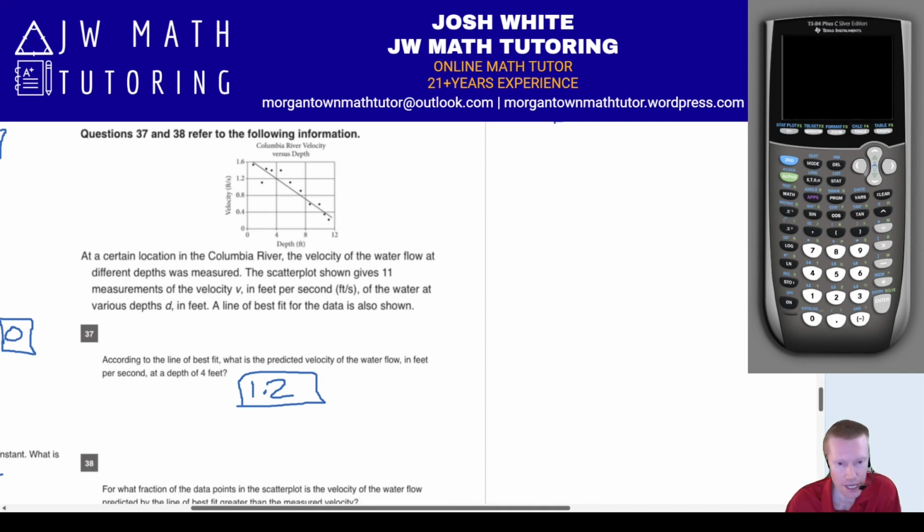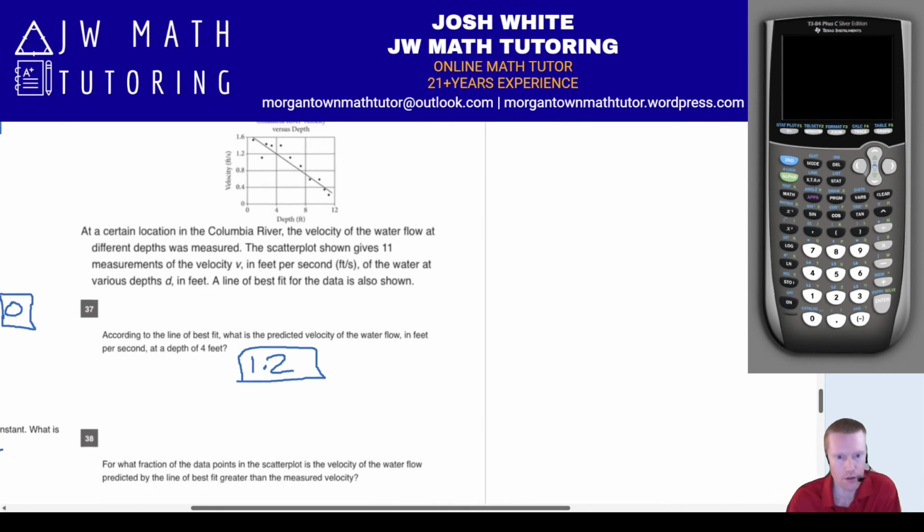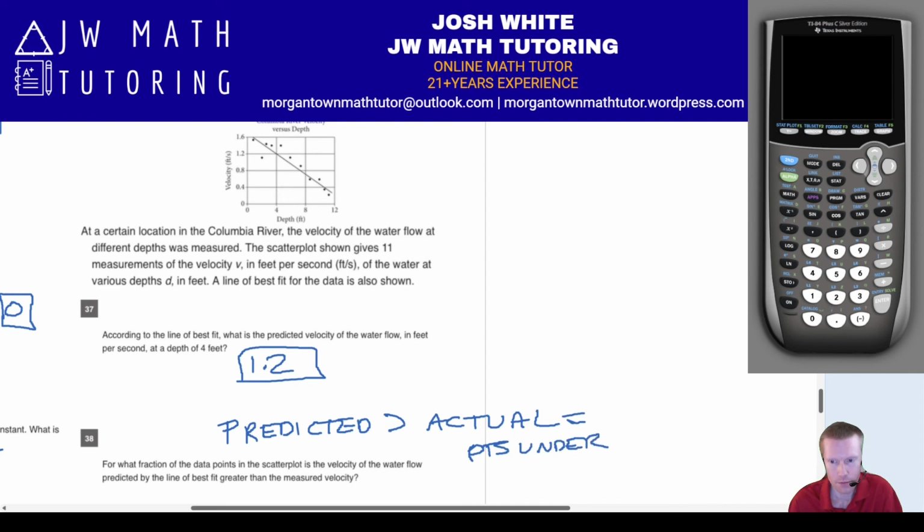Now, problem number 38 is basically asking for a probability, but it says for what fraction. For what points is the velocity predicted greater than measured. So in other words, it's really asking for predicted greater than actual. What this means is you want the predicted line of best fit to give a greater, higher value than the actual measured velocity, which means you want the points that are under the line. Because the predicted value is on the line. The actual or measured values are the actual dots on the graph.